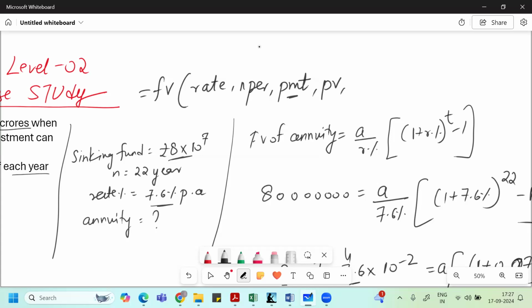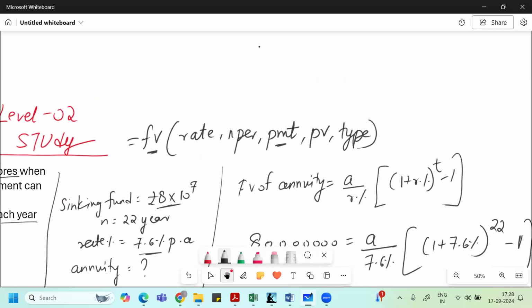And then they'll ask you the type. Type would be 0 in the case of an ordinary annuity, or it can be 1 in the case of an annuity due. So annuity due means where you pay or receive at the beginning of the period. Okay. So here, since we don't have to determine the future value of money, here I have to determine the annuity value, right?